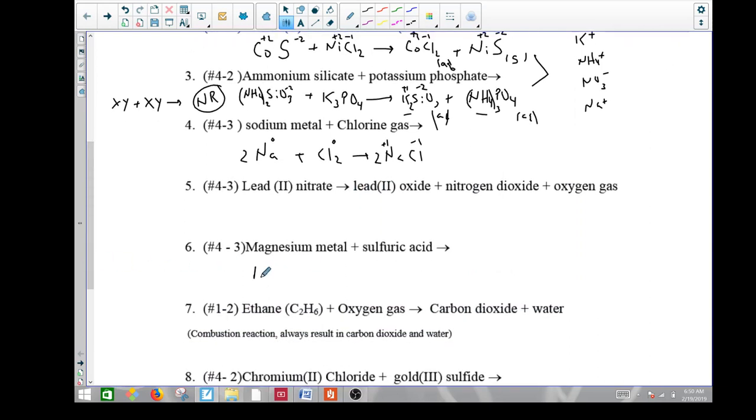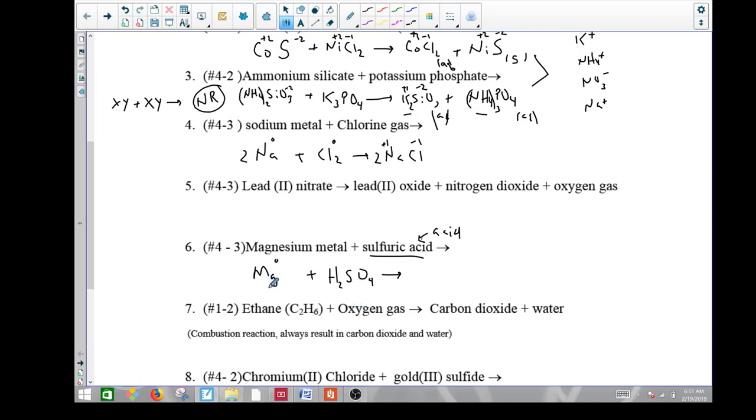Okay, so we got magnesium metal, no charge, plus an acid, which looks very similar to an ionic compound, with H2SO4. I would make a note as well that on previous tests over the last couple of years, translating an acid into a word is a place where people lost points. So it's new to this chapter, and you've got to make sure you're proficient in it.